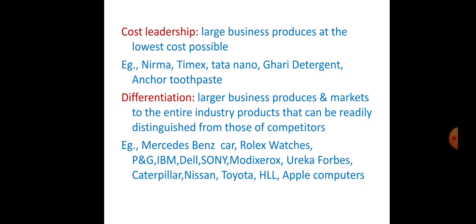differentiation is where a larger business produces and markets to the entire industry products that can be readily distinguished from those of the competitors. That is Mercedes-Benz car, Rolex watches, and P&G, Eureka Forbes, Caterpillar, then Nissan, Toyota, HLL, Apple computers, like that.